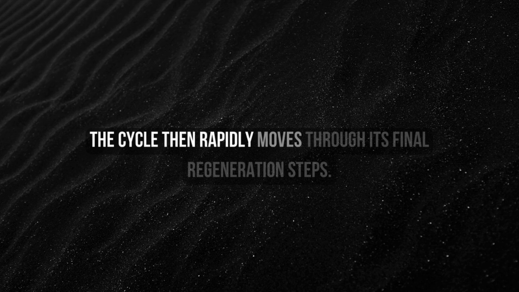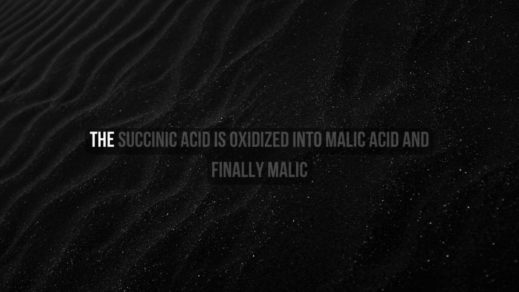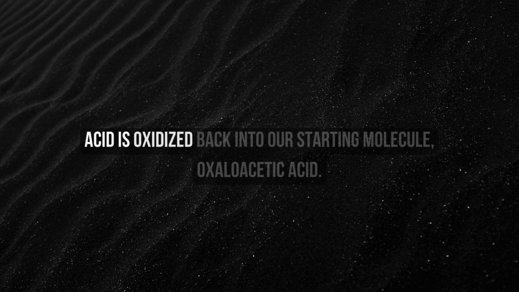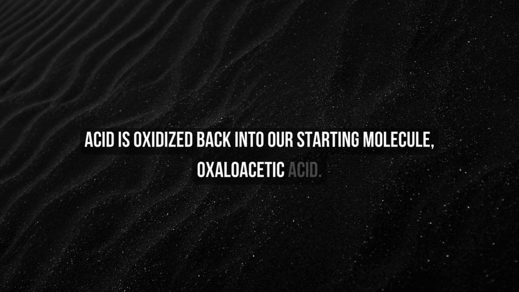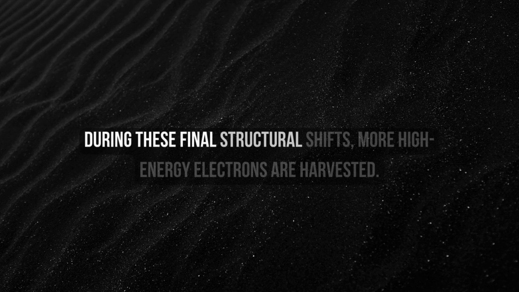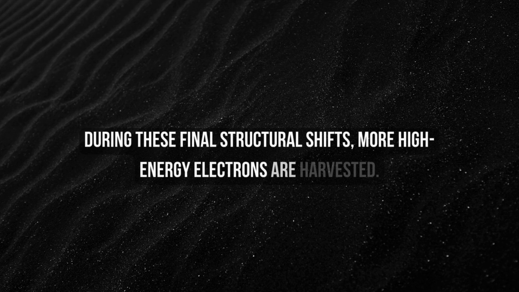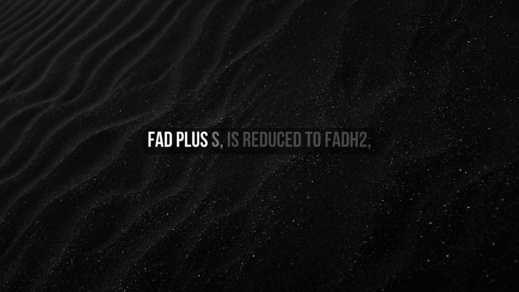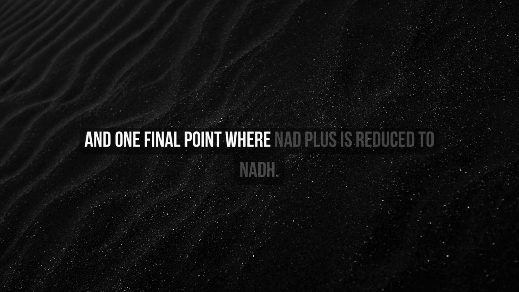The cycle then rapidly moves through its final regeneration steps. The succinic acid is oxidized into malic acid, and finally malic acid is oxidized back into our starting molecule, oxaloacetic acid. During these final structural shifts, more high-energy electrons are harvested. We get one point where a different carrier, FAD plus, is reduced to FADH2, and one final point where NAD plus is reduced to NADH.